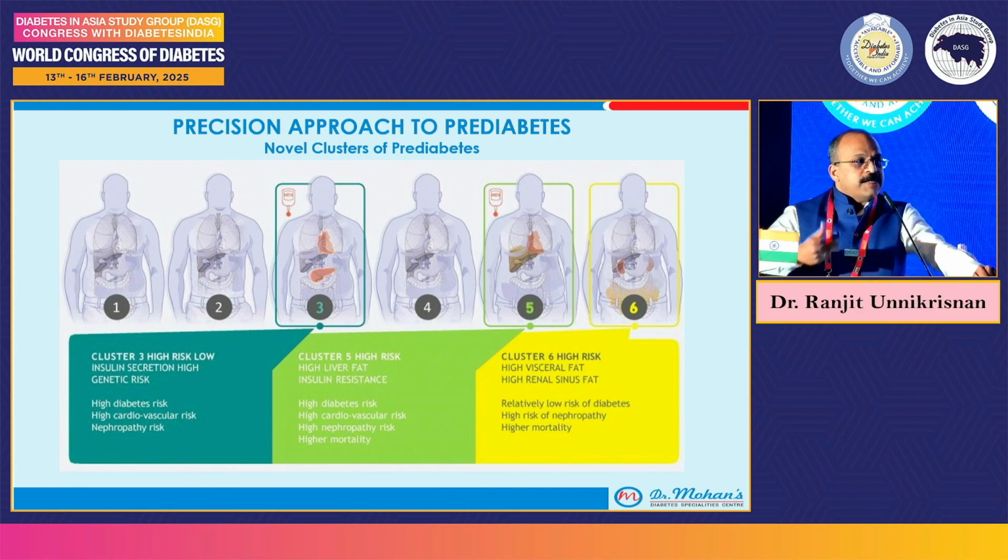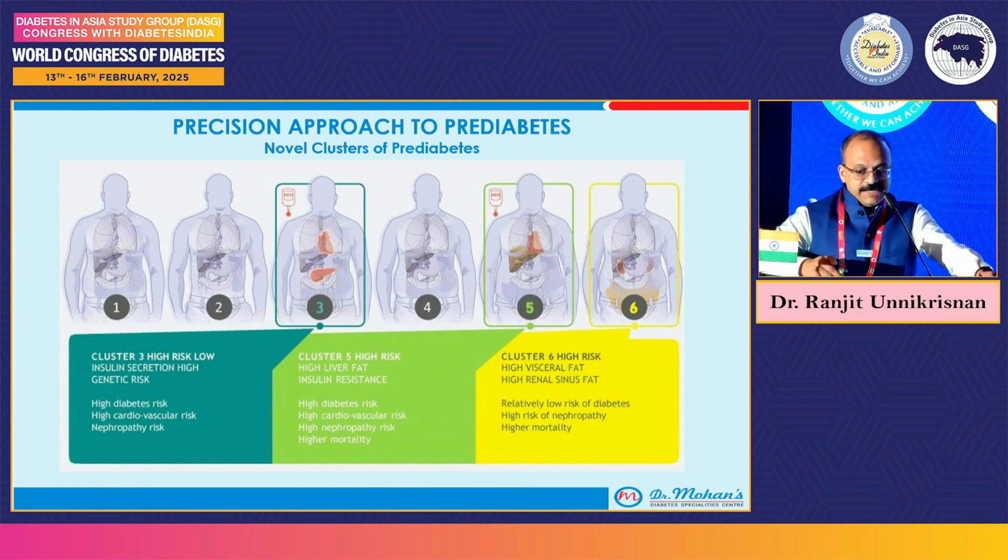Third group did not have a high risk of progressing to diabetes, but they had a higher risk of developing complications such as nephropathy and a higher risk of dying. So what's important here is that if you can differentiate people with pre-diabetes based on this, you can target interventions to those people who are more likely to progress to diabetes, number one, and number two, to develop complications.